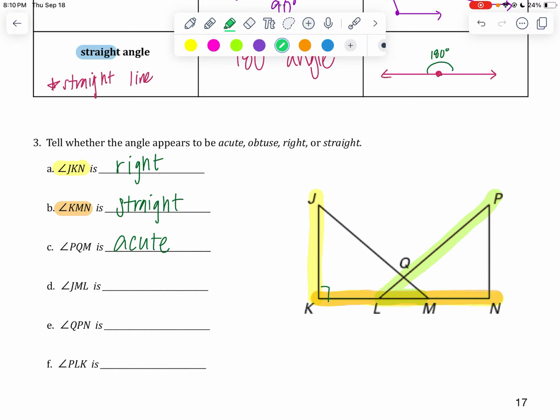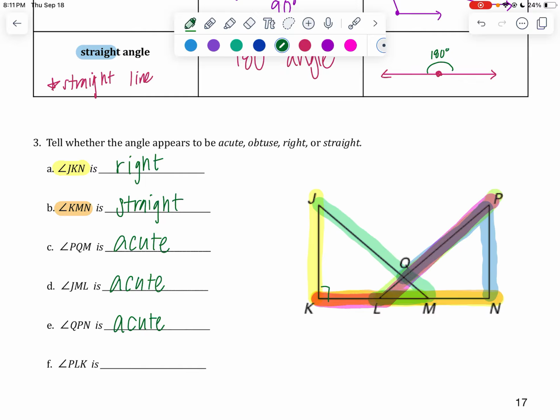All right, let's keep going. JML. Again, super, super cute. So we have an acute angle. QPN. Ooh, super cute. So it's also going to be an acute angle. Okay. And last but not least, we have PLK. Ooh, it looks kind of big. So then we have an obtuse angle.